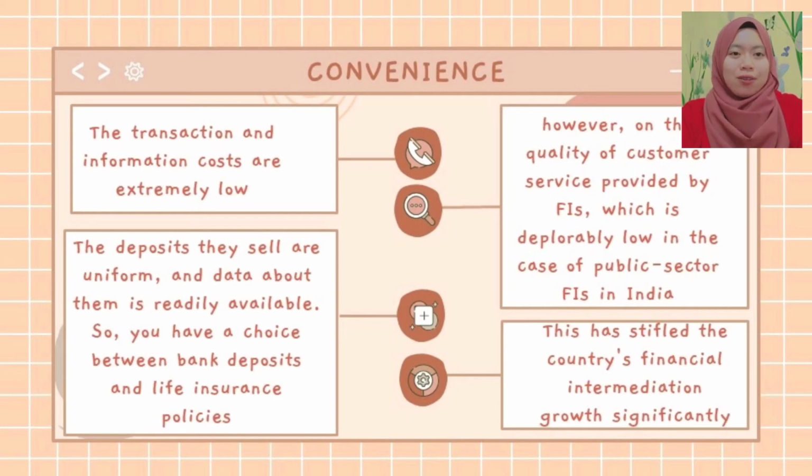Point number 4 is convenience. Secondary securities sold by financial intermediaries are simple to buy, hold, and sell. The transaction and information costs are extremely low. All urban regions, as well as some semi-urban and rural locations, have bank branches. The deposits they sell are uniform, and data about them is readily available. So, everyone has a choice between bank deposits and life insurance policies. UT units are not as difficult to understand as, say, corporate equities, primary securities.